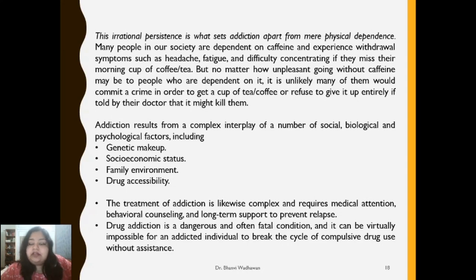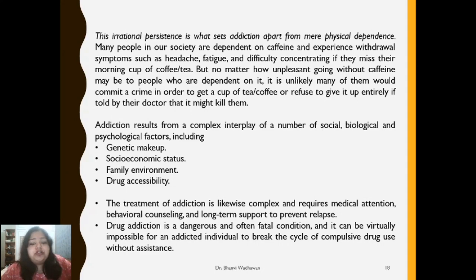Addiction results from a complex interplay of a number of social, biological, and psychological factors, including genetic makeup, socioeconomic status, family environment, and drug accessibility. So there is a complex number of factors interplaying when we talk about addiction. It depends on what kinds of genes you have inherited. There are some genes which predispose you towards addiction. Then your socioeconomic status: whether you can afford the drugs, or whether the drug abuser is living in poverty and is depressed. The family environment, how happy it is, how fruitful it is, and drug accessibility, how easy it is for the drug abuser to get drugs.